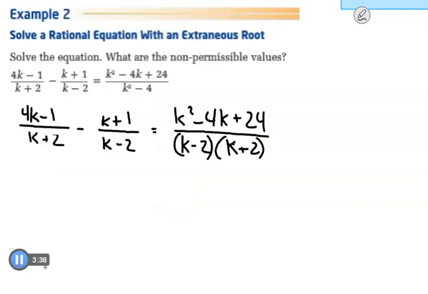Let's try another one. All right, so for our next question, again, we always start by factoring the denominator. I'm not going to factor the numerator because of the foiling that would cause me later.